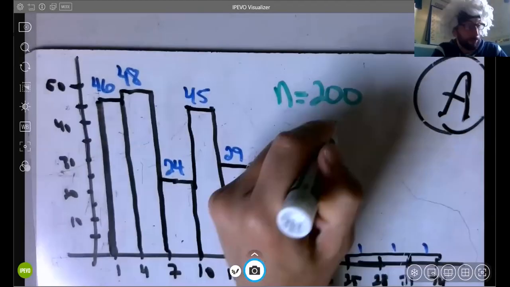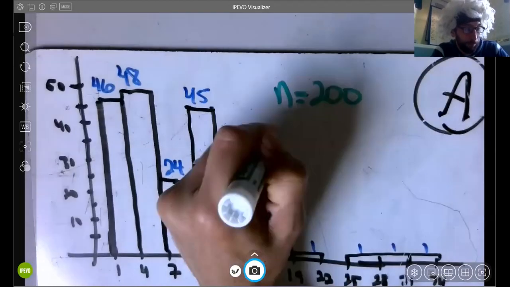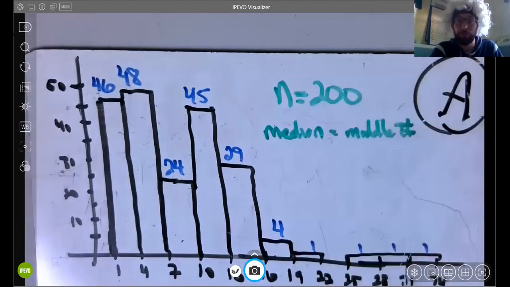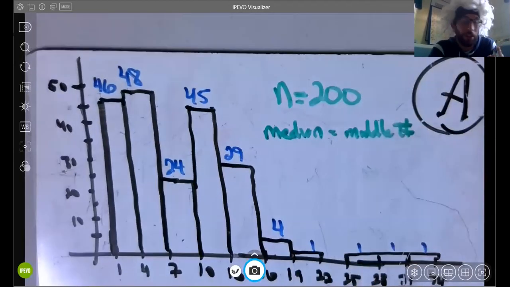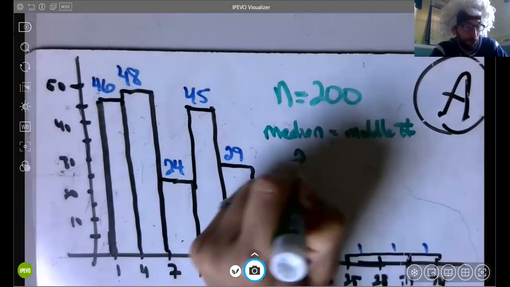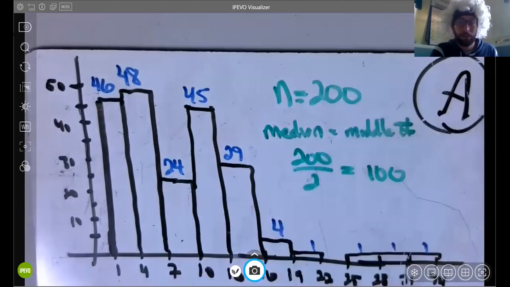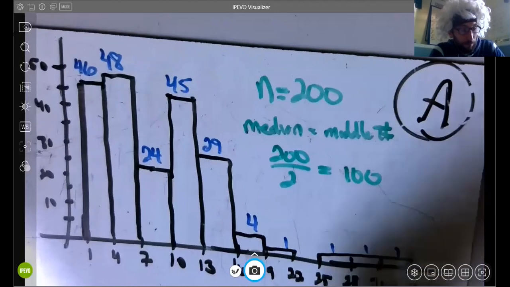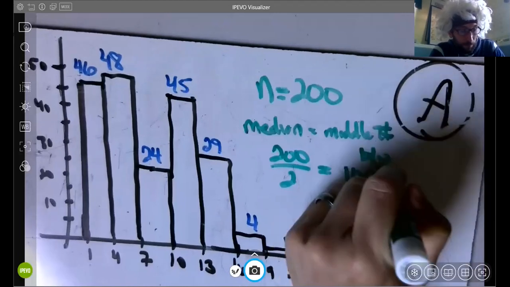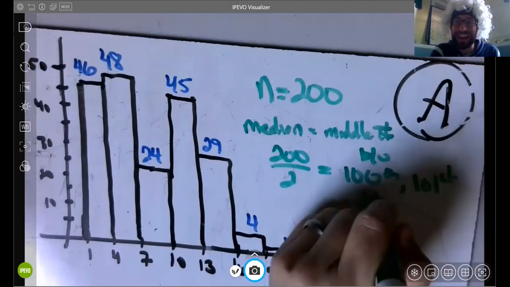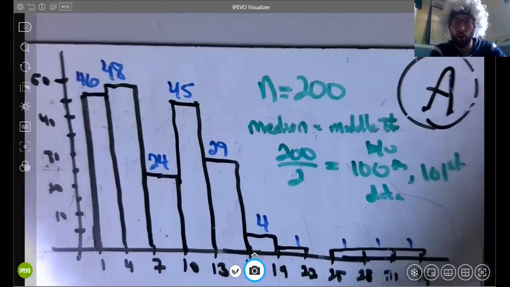So the median is the middle number, the middle data value. The median is if we listed all 200 teachers' teaching years in order, which one would be in the middle? So to find the middle, 200 divided by 2 gives us 100. Now, the median is not actually the 100th data value. Since N is even, we have to look at the 100th and the 101st.